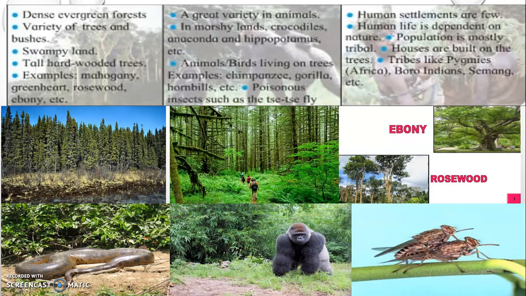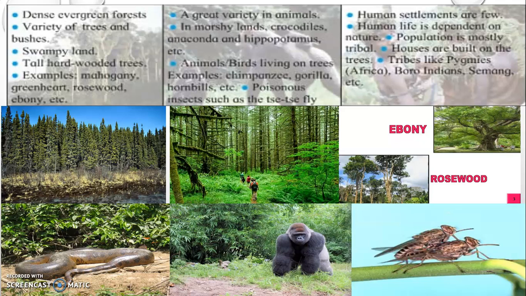Along with that, there is a variety of animals found in the equatorial region. In marshy lands, crocodiles, anaconda, and hippopotamus are found, because hippopotamus, rhinos, crocodile, and anaconda, the world's largest snake, stay in water in the marshy land. They need to keep their bodies cool because of the heat.